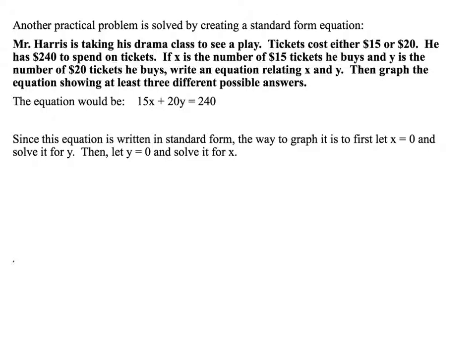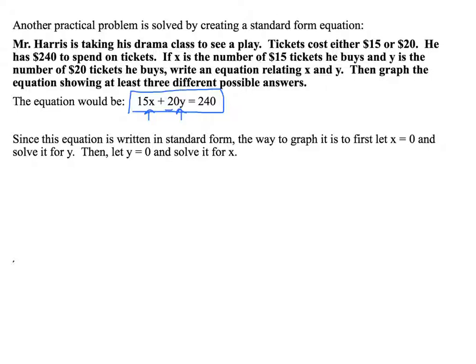You can see here that I've already written a possible equation. If X is the number of $15 tickets, and Y is the number of $20 tickets, I'm going to add 15X plus 20Y, and it has to equal 240 because that's the amount of money that he has.